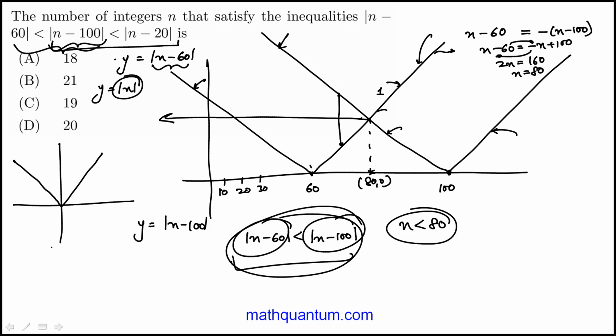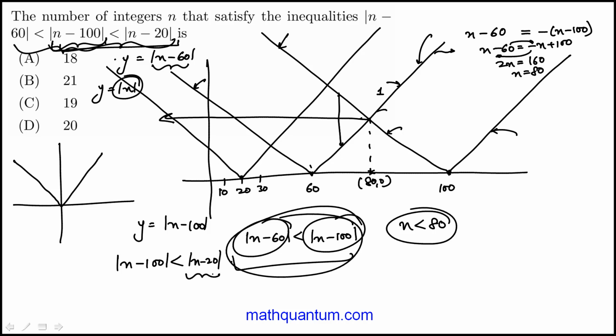Next, I'm going to do this portion here. Absolute value of n minus 100 is less than absolute value of n minus 20. So n minus 20 would be here. Again, these arms would be parallel. And so what we're looking for is where absolute value n minus 20 is greater than absolute value n minus 100. And you'll see that happens from this point, because that's the n minus 100 arm, and here you'll see the function is above the absolute value n minus 100 part. So it's going to happen to the right of that point.